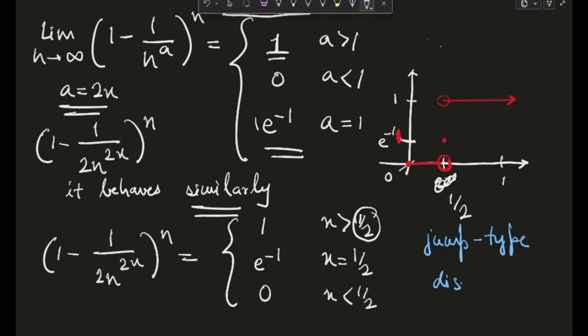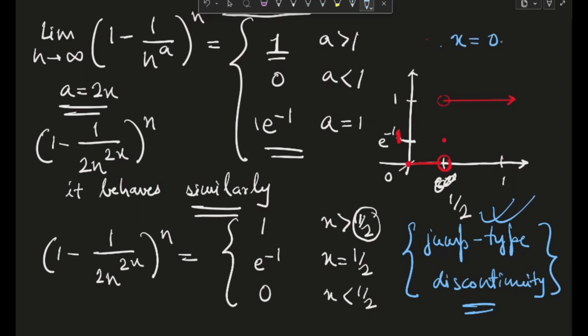Jump type discontinuity basically means that the curve is continuing somewhere, it jumps off to a different value, and this particular part remains empty. In simple words, if the curve breaks at any point, it means discontinuity, and here the curve has broken. If you want to know the specific name, this is called a jump type discontinuity. So our final answer, the point where it is discontinuous, will be x equal to 0.5.